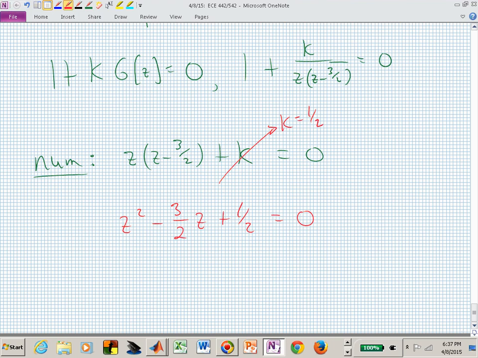Now I can cheat because I already know that one of those is at 1. So I can factor that. I can say z minus 1 is a factor of that. And if that's the case, I hope it's clear that I can now identify the other factor, because it has to be such that I produce that quadratic expression when I multiply it by the z minus 1. And the product of the two constants needs to be plus 1/2, and their sum needs to be minus 3/2.